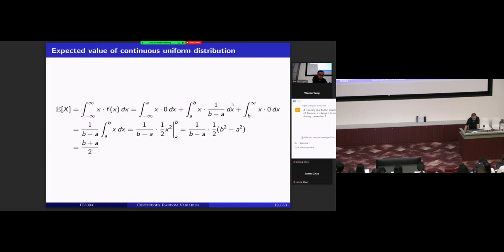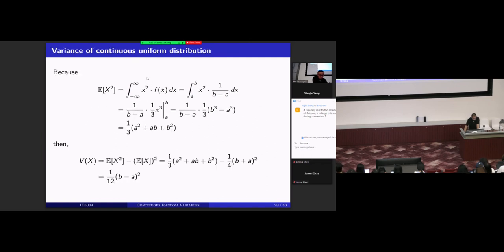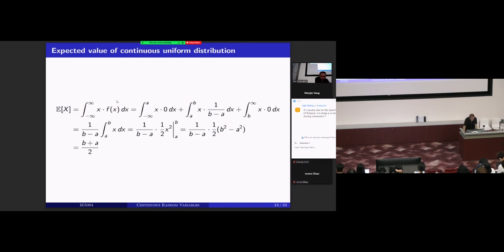So this is how to calculate the expected value and how to calculate the variance by using the shortcut formula. And I would say it is also useful to memorize the variance of the continuous uniform distribution, which is 1 over 12 times b minus a squared, right? The length of the interval squared over 12. So this is the variance.